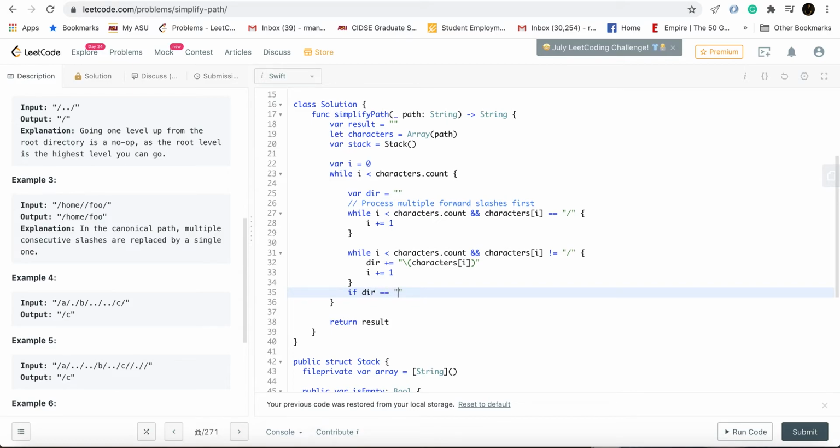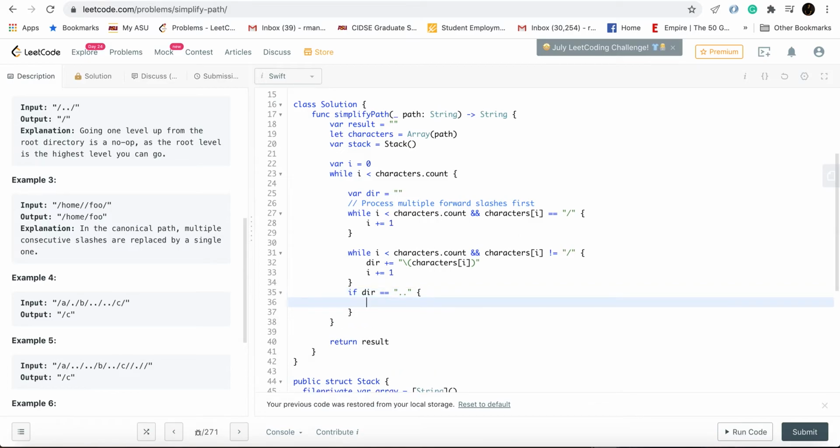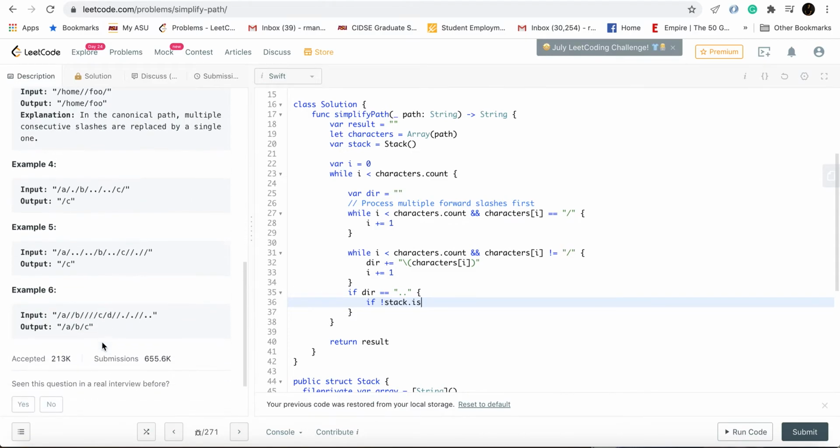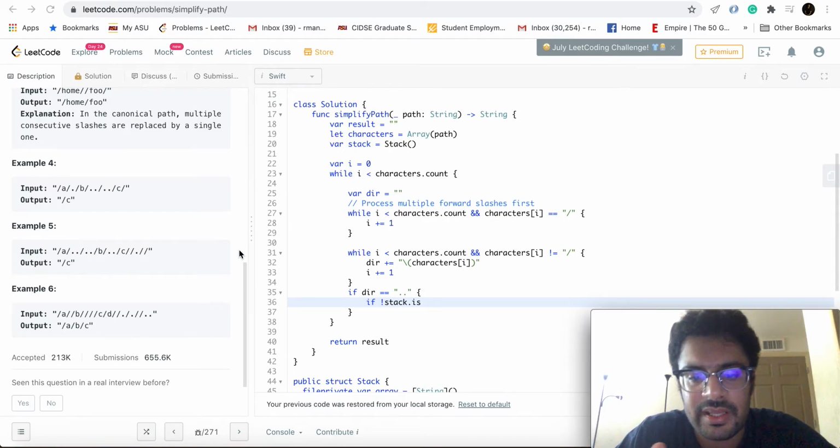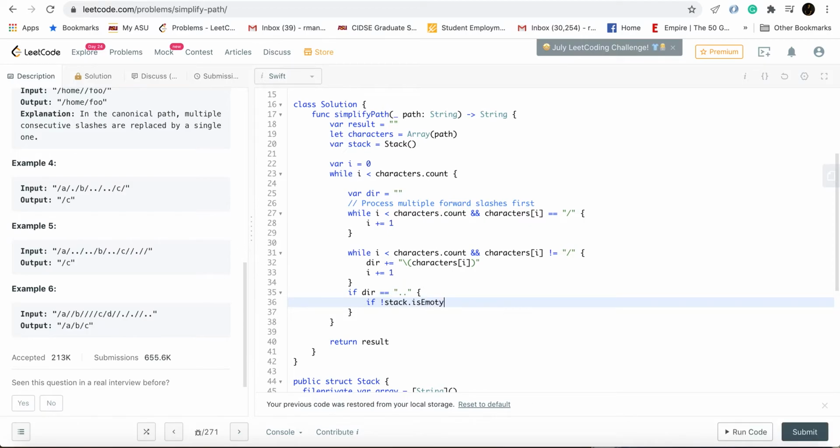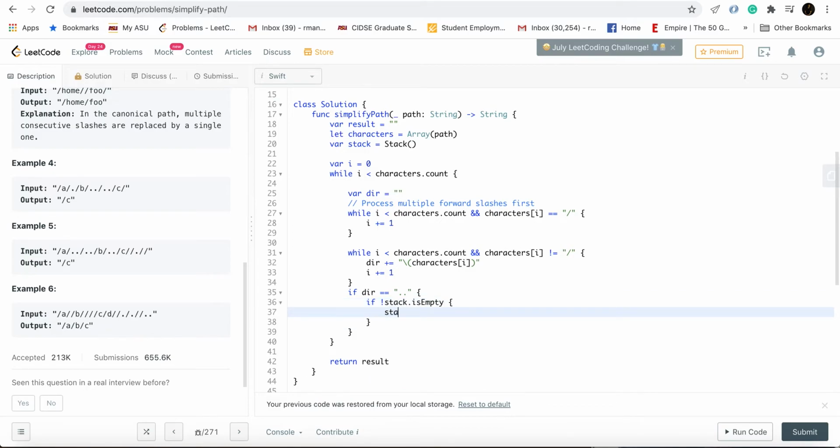Say dir has double periods. So, if the stack is not empty, it's possible that the stack was empty, right? Because we saw that in this example here, when we had double forward slashes, A was already gone. We were already at the root folder, and going above the root folder makes no sense. So if the stack isn't already empty, we will pop the stack.